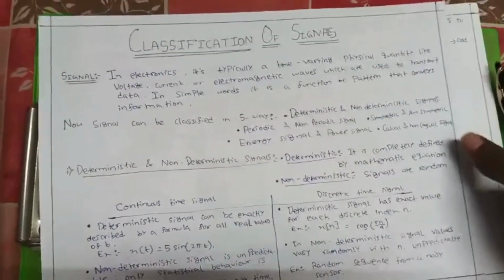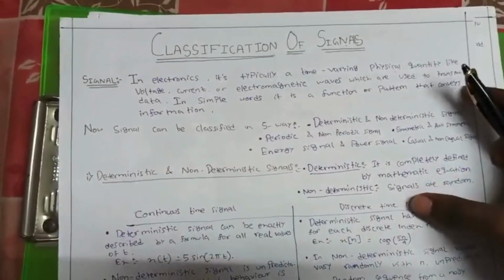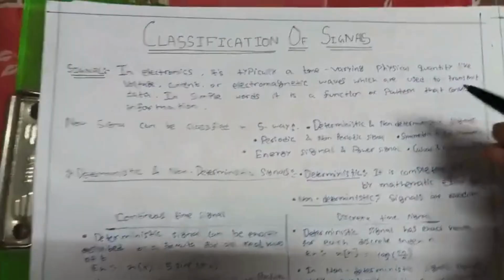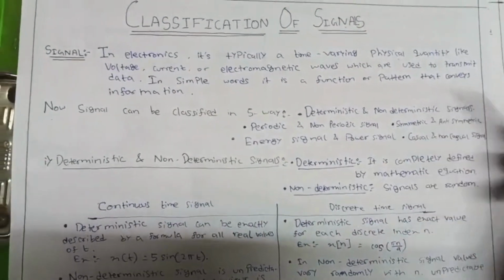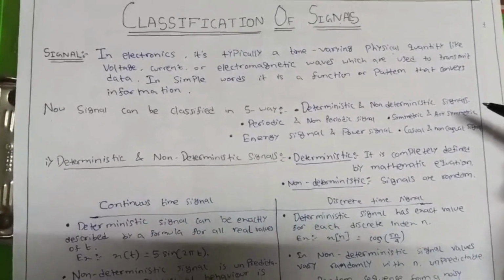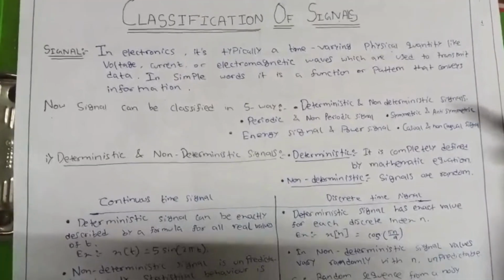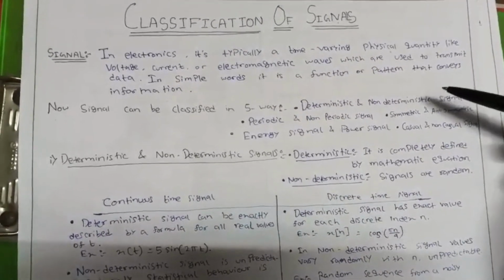At the very beginning, we need to understand what signals are. In electronics, it's typically a time varying physical quantity like voltage, current or electromagnetic waves which are used to transmit data. In simple words, you can say that it is a function or pattern that conveys information.